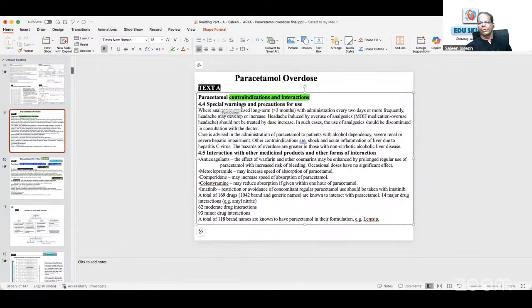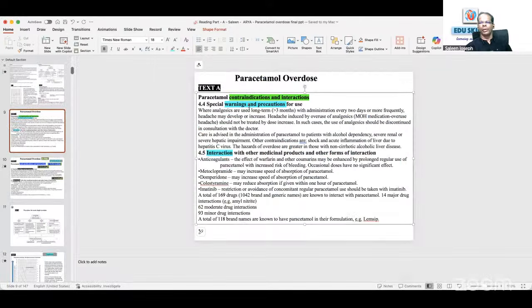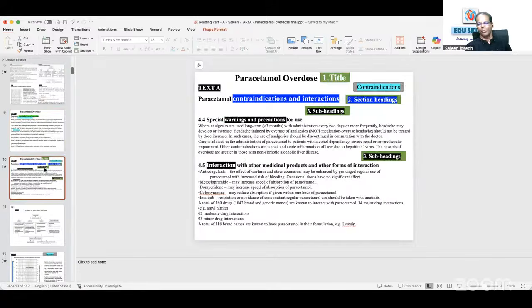Contraindications means warnings and precautions. And the interaction with other medicinal products and other forms of interaction. Interaction of what? Interaction of paracetamol. So contraindications and interactions is the summary of these two subheadings. That's why I said if this main heading is not there, make a heading from here. Maybe you can try warnings and interactions, whatever. It's only for your convenience, not for the examiner, not for any other purpose, just for you to understand.